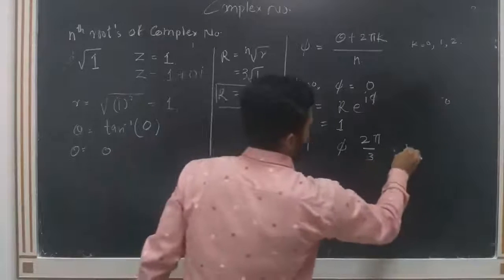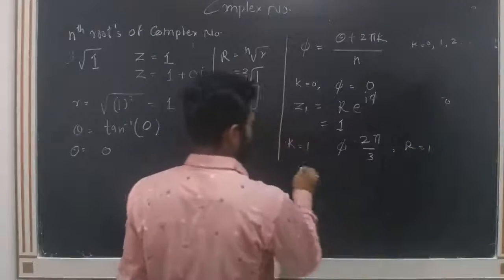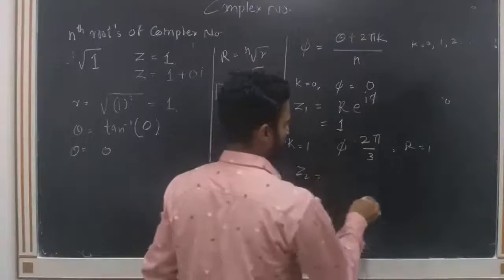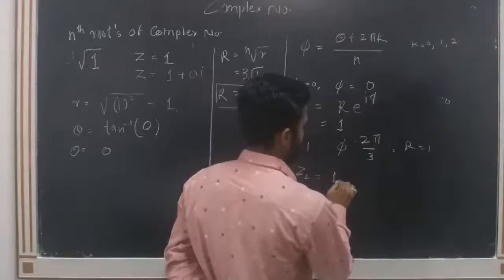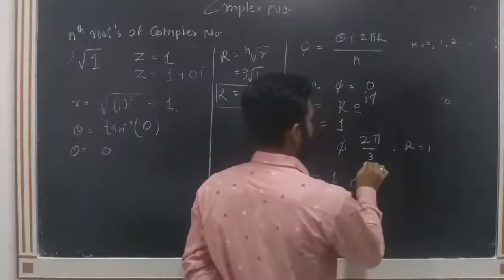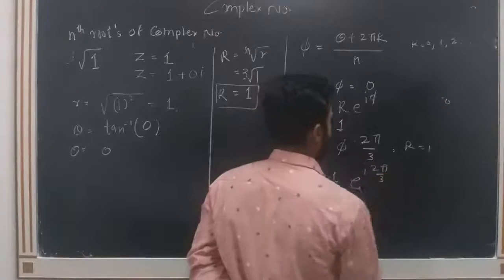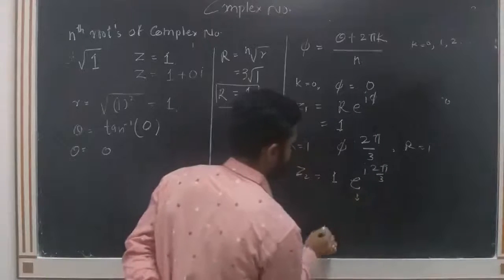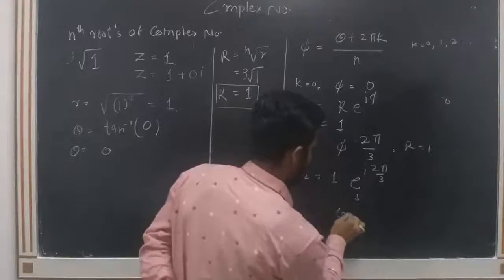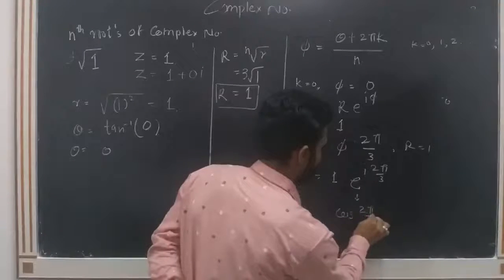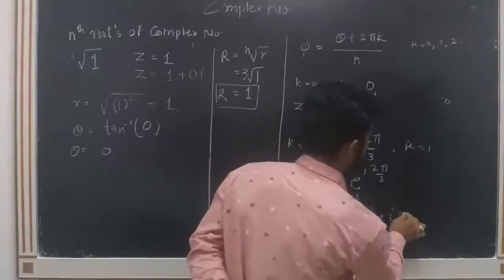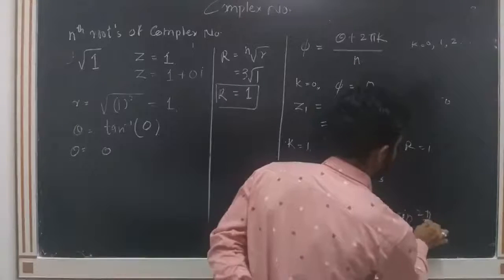And R is equal to 1. So the second root is equal to 1 e raised to I 2 pi by 3. Just rewrite this exponential term: cos 2 pi by 3 plus I sin 2 pi by 3.